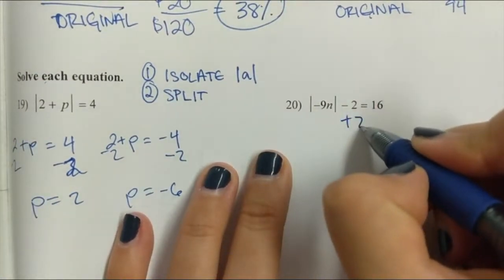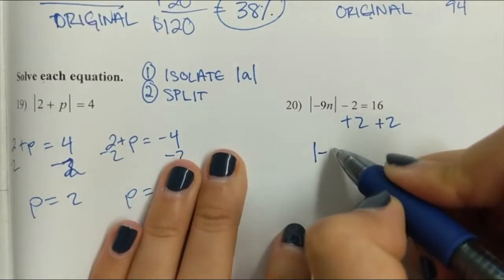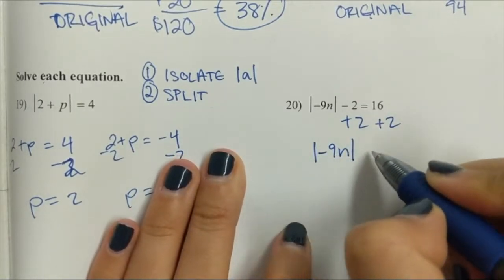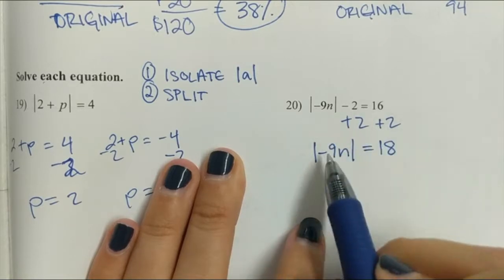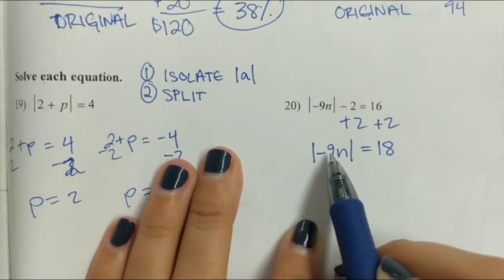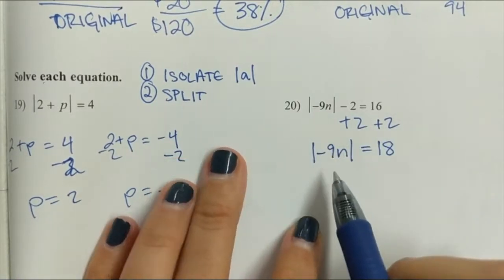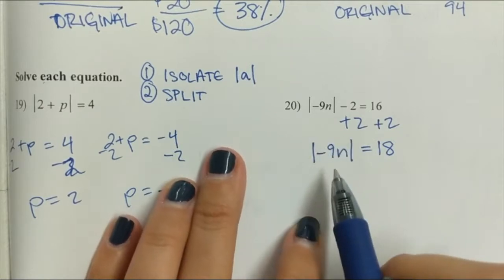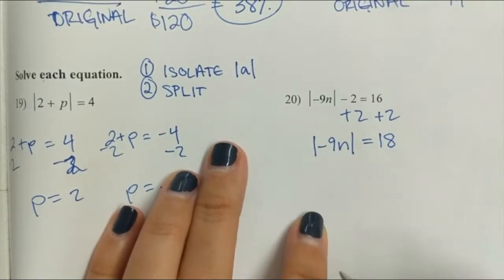No, it's not. Add 2 to both sides. Absolute value of negative 9n equals 18. Hey, should we change this negative 9 to a positive because it's inside absolute value? No, we do not change things to a positive unless we're taking the absolute value.